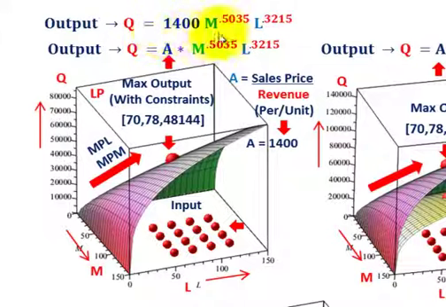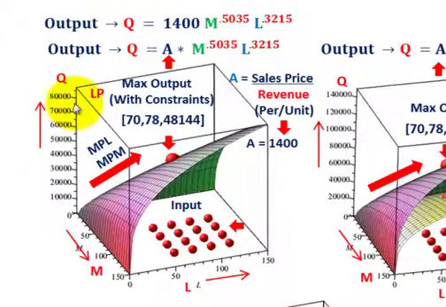Now we'll look at our production function here plotted out in 3D, showing our profit based on our inputs for our material, our labor, and then our sales price or our revenue per unit. We'll start out at $1,400 per unit, and based on that we're going to generate some profit, profit Q.